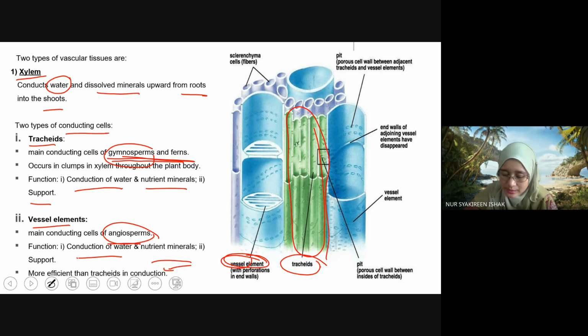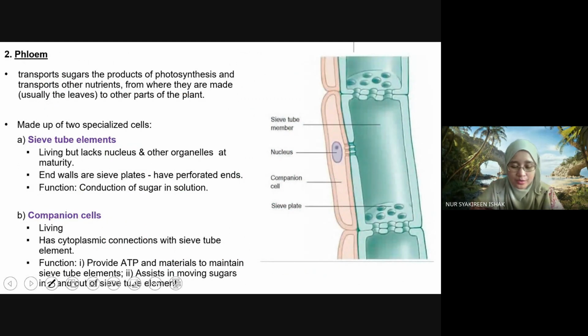So these are the components of xylem. It has tracheids and also vessel elements. Basically, these two are for conduction of water and nutrients and for support. Okay. So and then we have the phloem. So it transports sugars, the product of photosynthesis, and transports other nutrients from where they are made. From where they are made, usually in the leaves, because the leaf has a lot of chloroplasts for photosynthesis. And then to other parts of the plant, it transports sugars, which is the product of photosynthesis that occurs in the leaf of the plant.